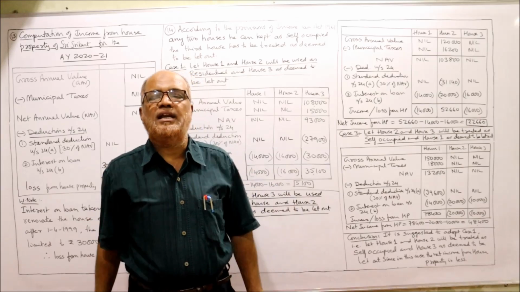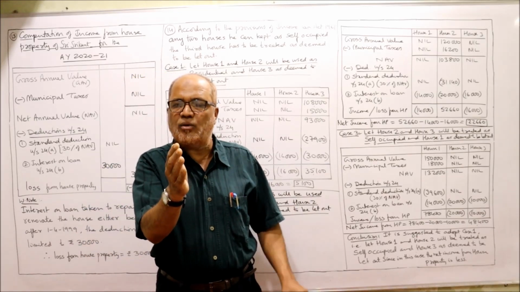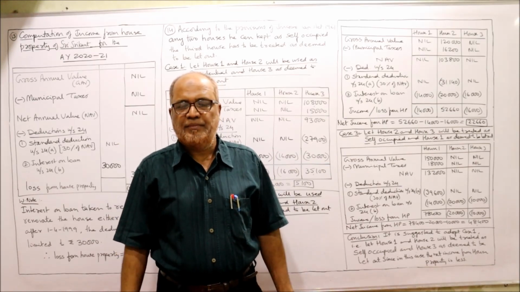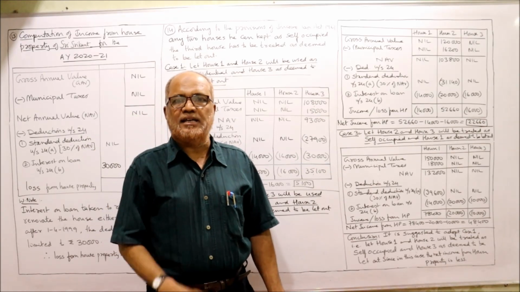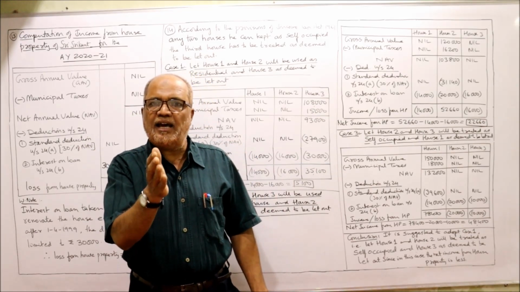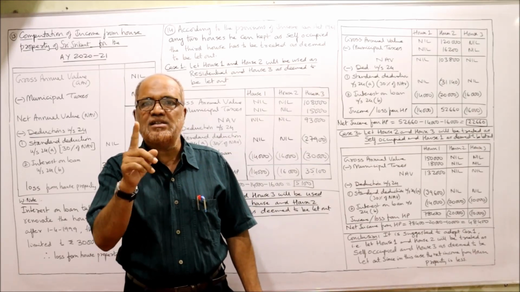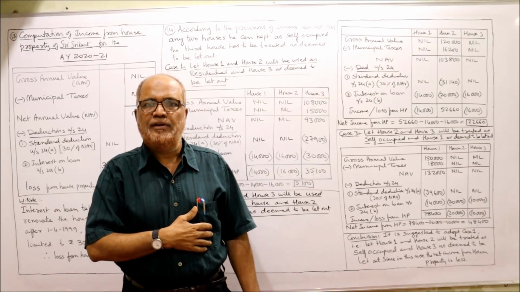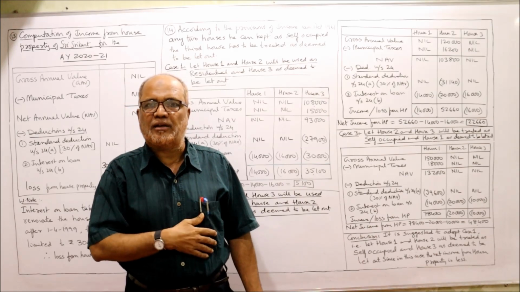We find out what is the net income from house property by treating first and second house as self-occupied and third house as deemed to be let out. What is the net income from house property in this case? Second case, if we treat second and third house as self-occupied, first house is deemed to be let out.